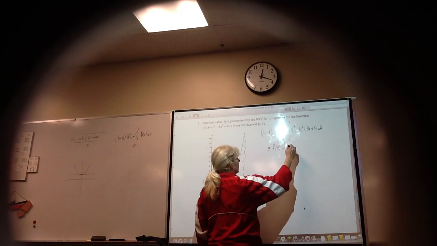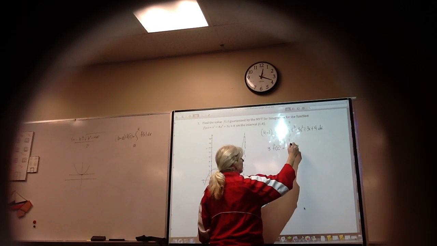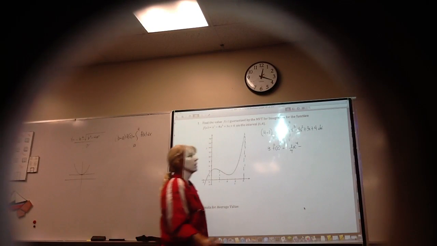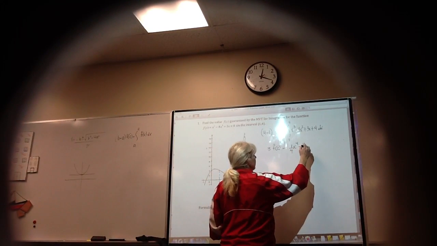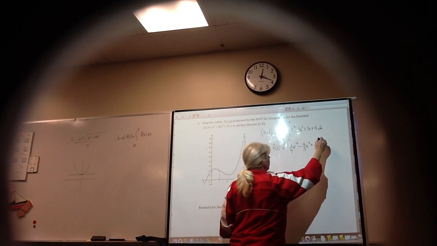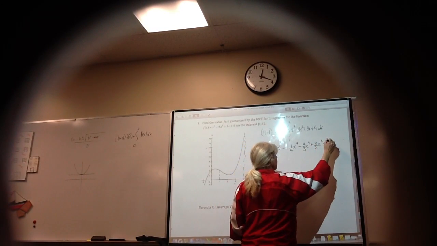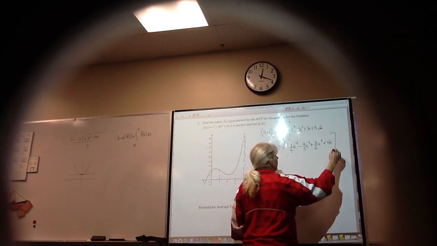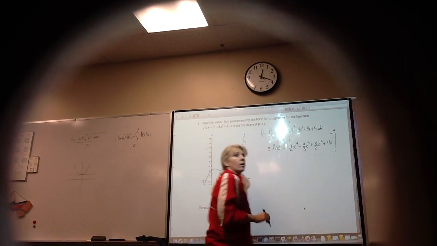Anyone? One-fourth x to the fourth, minus 4 times x cubed over 3, plus 3 times x squared over 2, plus 4x. And we are integrating from what to what? 1 to 4. Okay?